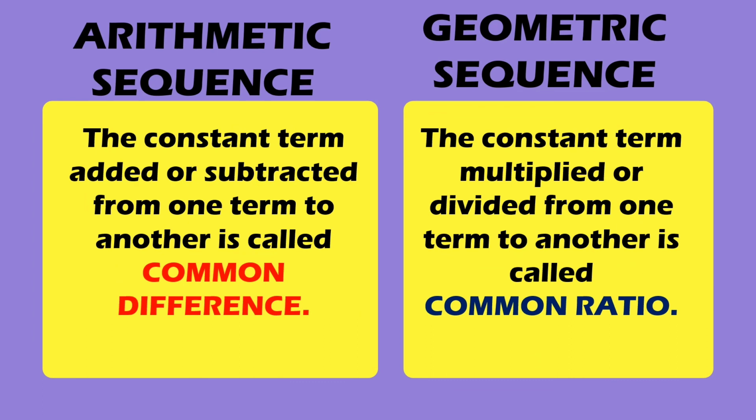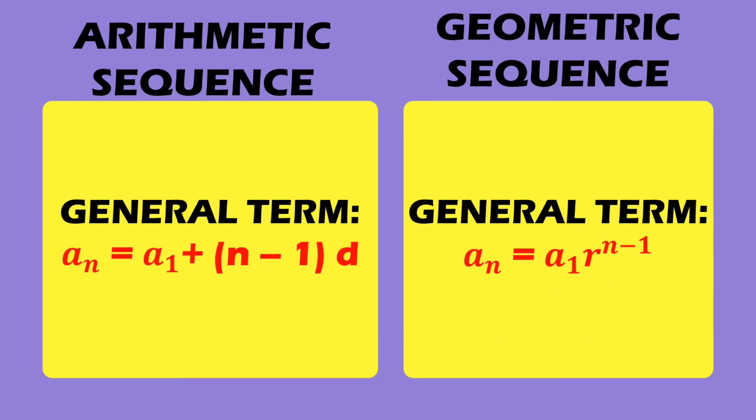In addition, the constant term added or subtracted from one term to another in an arithmetic sequence is called common difference, while in geometric sequence, the constant term multiplied or divided from one term to another is called common ratio. In terms of the general term, arithmetic sequence has a general term of a sub n equals a sub 1 plus quantity n minus 1 times d, whereas the general term of a geometric sequence is a sub n equals a sub 1 times r raised to n minus 1.